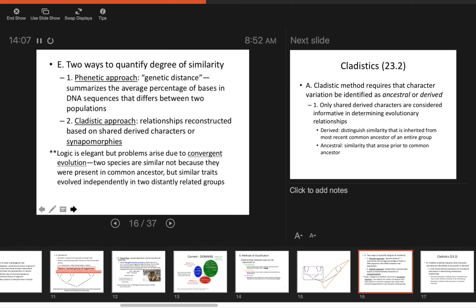The logic is elegant, but there are problems due to convergent evolution. And I put the definition of convergent evolution here. 2 species are similar, not because they were present in a common ancestor, but because they have similar traits due to similar habitats. They evolved those traits independently. Like poison dart frogs and poison frogs in South America and Africa: 2 different species, same habitats, but they came up with their own similar defense mechanisms.